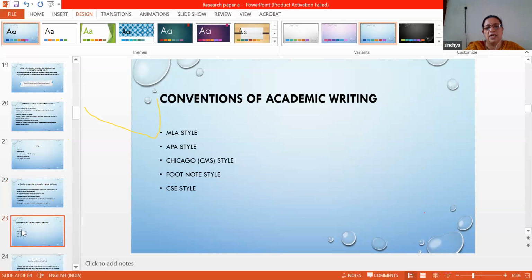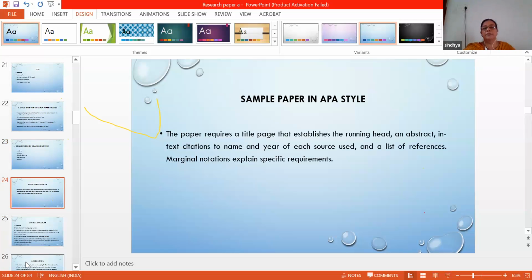And we can have some conventions of academic writing. For a research paper, we can follow different styles of academic writing. Different subjects, disciplines or countries follow different styles of these conventions. That is the MLA style, APA style, Chicago style, footnote style, CSE style, and so on. Usually in social sciences, we follow the APA style.